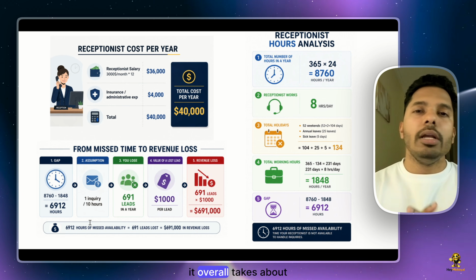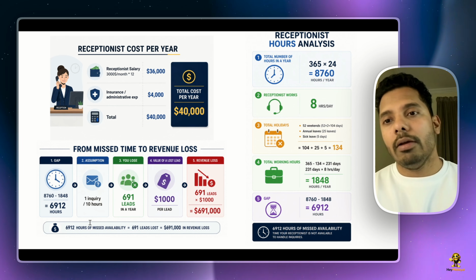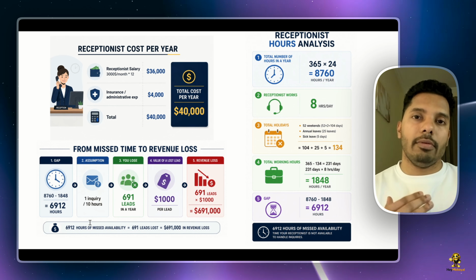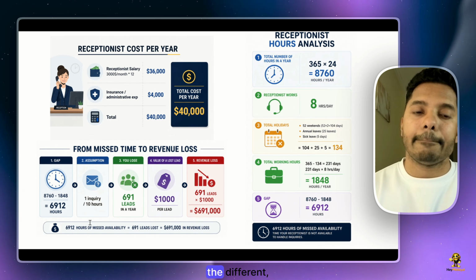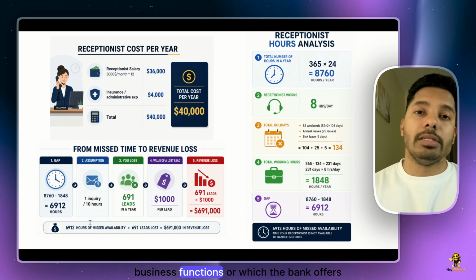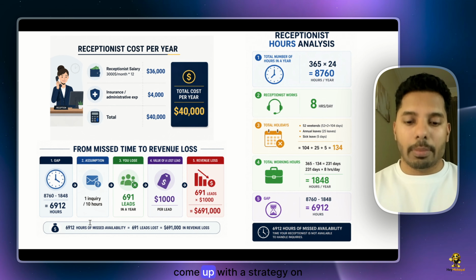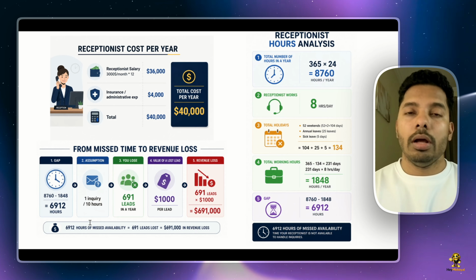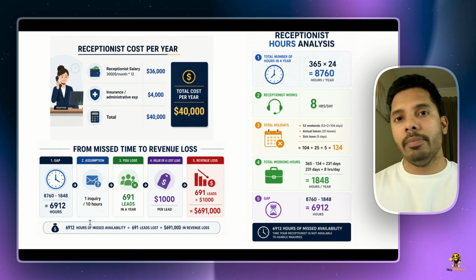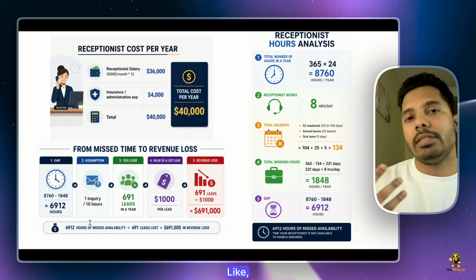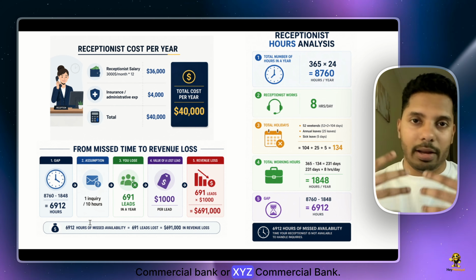So yeah, it overall takes about 7 to 12 working days for the setup. Now that includes that we need to understand the different products and services across the different departments and business functions which the bank offers, and then come up with a strategy on how your first line of communication with the bank would be. So what should it say, like, hey, my name is Alex and welcome to Goldie Commercial Bank or XYZ Commercial Bank.